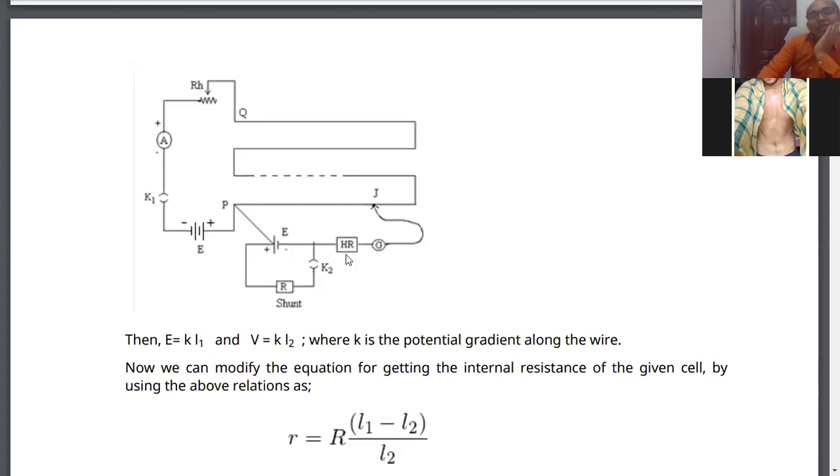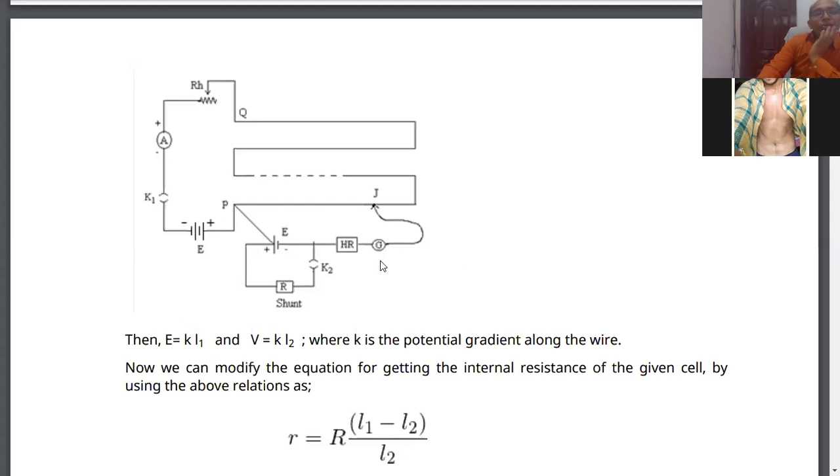And this is the shunt resistance, or you can say external resistance. And here is the high resistance box. One terminal of the high resistance box is connected with the negative terminal of the cell as well as one terminal of the shunt resistance, and the other terminal of the high resistance box is connected with the galvanometer, and another terminal of the galvanometer is connected with the jockey key. Okay.